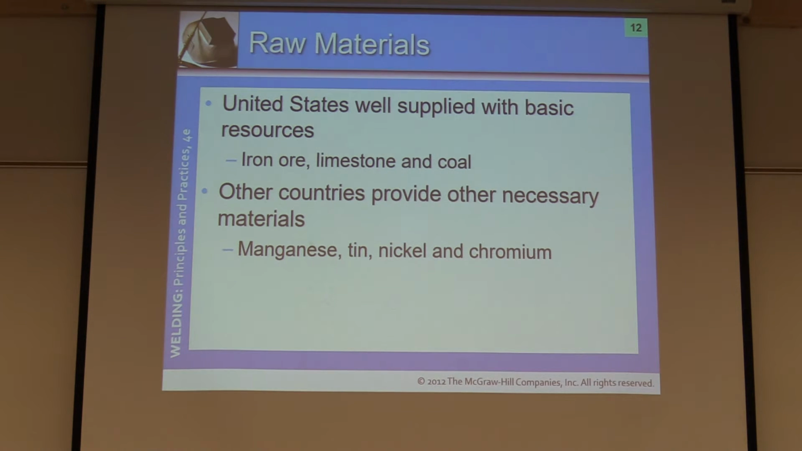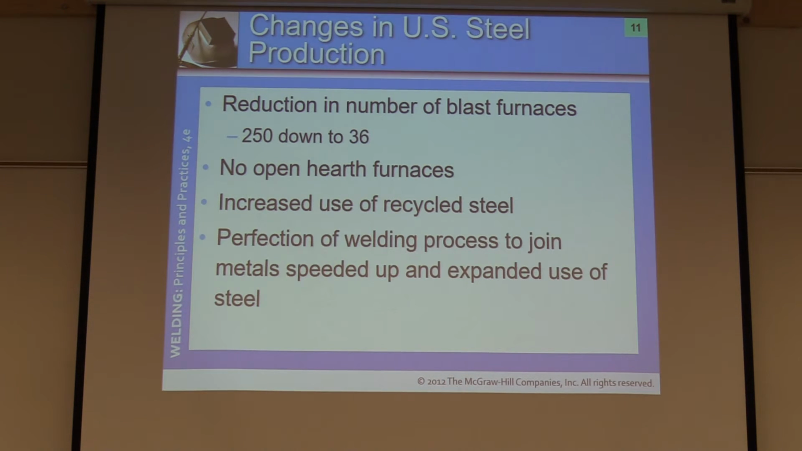Let me back up to page 35. Okay. Right-hand column, third paragraph up, it starts out, "The perfection of the welding process as a means of joining metals has speeded up and expanded the use of steel. The adaptability of steel to manufacturing processes and its ability to join with many other metals to give a wide variety of alloys have also contributed to its widespread use.